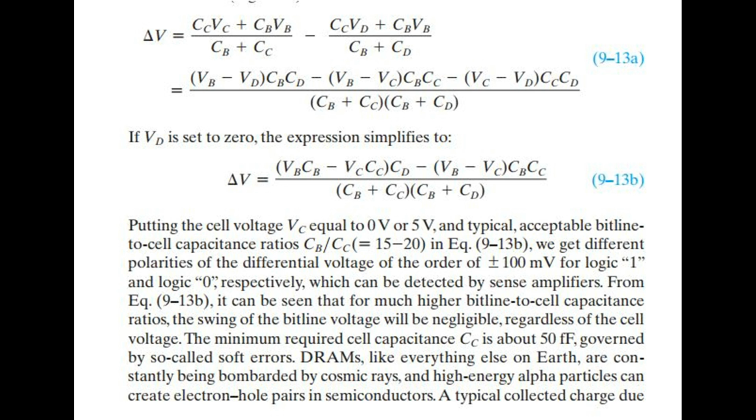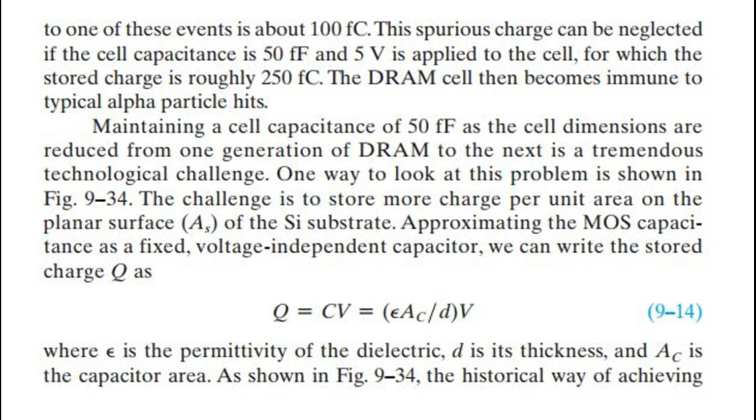The minimum required cell capacitance CC is about 50 fF, governed by so-called soft errors. Dynamic random access memories, like everything else on Earth, are constantly being bombarded by cosmic rays, and high-energy alpha particles can create electron-hole pairs in semiconductors. A typical collected charge due to one of these events is about 100 fC.